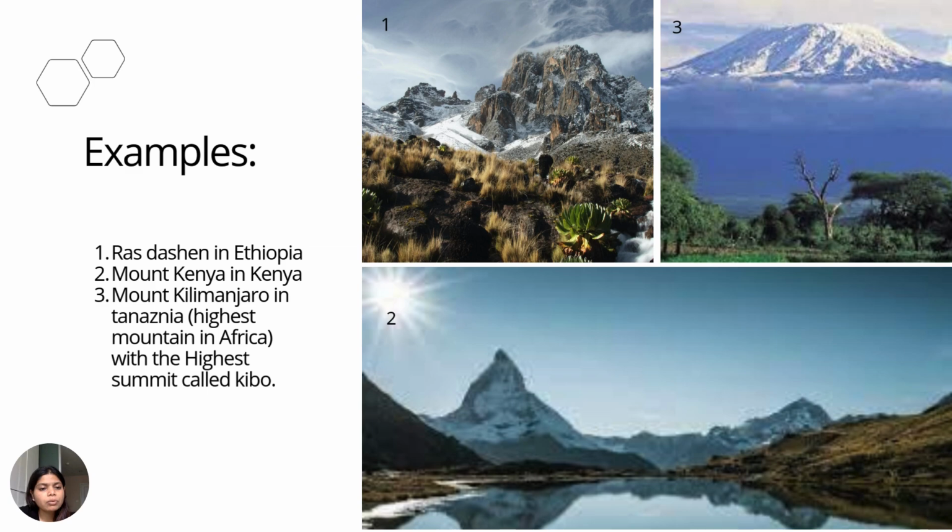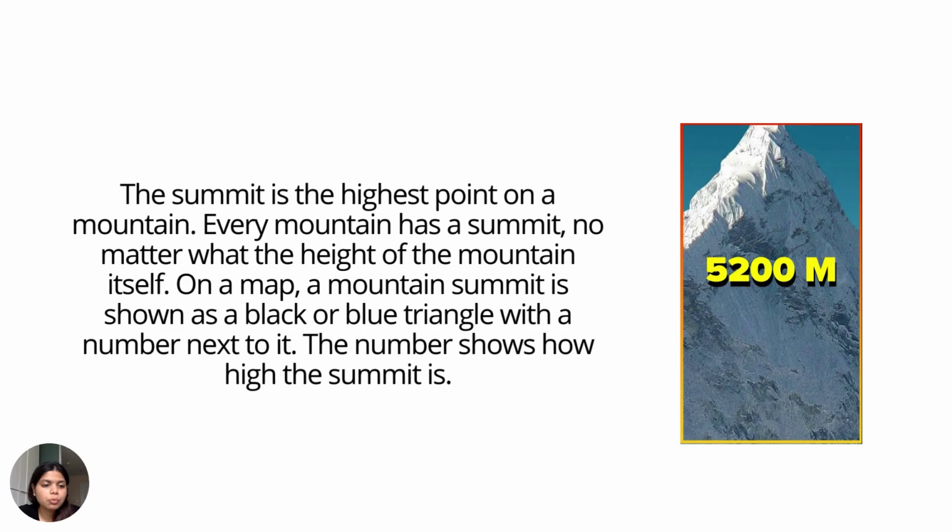Okay, then we have Mount Kenya in Kenya, which is central east of Africa. And then we have Mount Kilimanjaro in Tanzania, which is not completely to the southeast, you could say, in a way. Okay, so these are the three that we have alongside the eastern section of Africa. So the first one is Ras Dashen in Ethiopia, second is Mount Kenya, and number three is Mount Kilimanjaro in Tanzania. And it has a summit which is called Kibo.